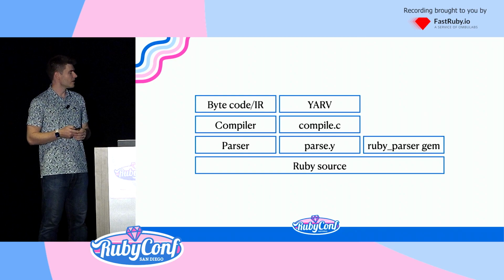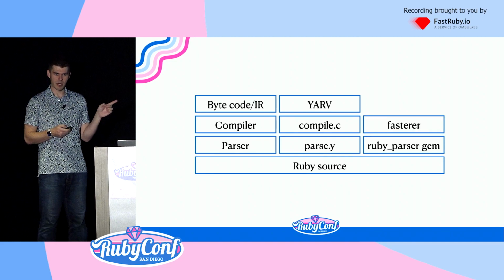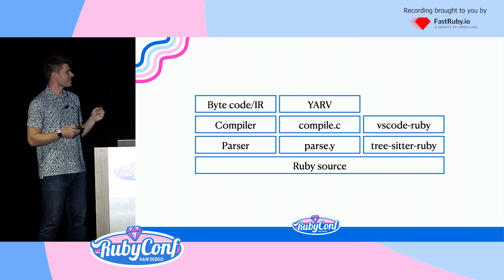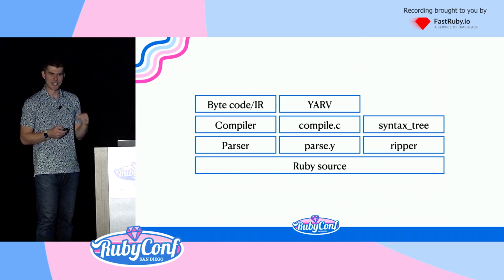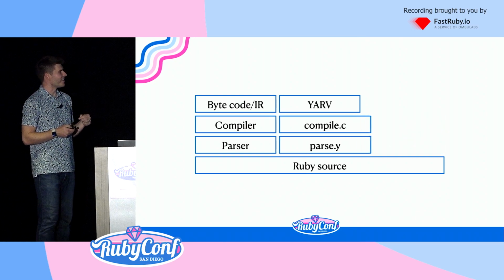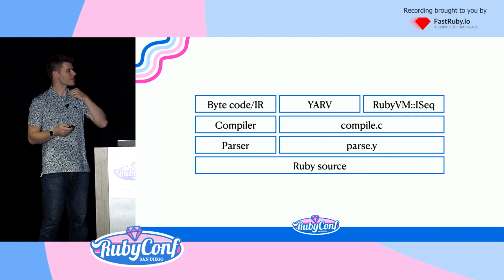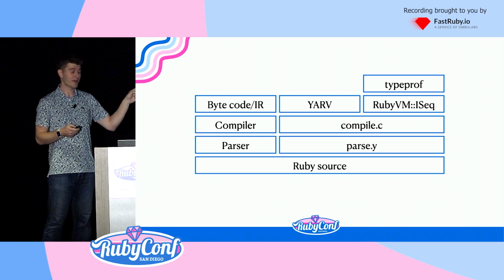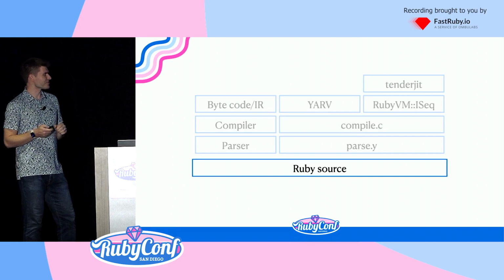Great. Oh, but there's also the Ruby parser gem, and that builds faster, among other things. There's also tree-sitter Ruby. Oh, yeah, there's that too. Oh, and there's also Ripper, which builds my gem syntax_tree. Then you can go and work on the IR level. But the thing is, this only works in CRuby, but there's RubyVM::InstructionSequence. And actually, there are lots of things that work on top of that. There's TypeProf, there's TenderJIT, there's innumerable gems.